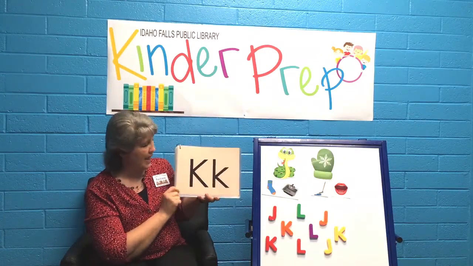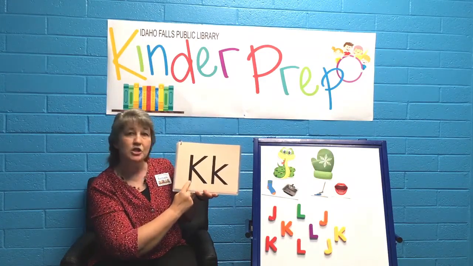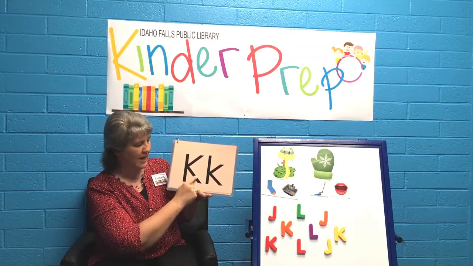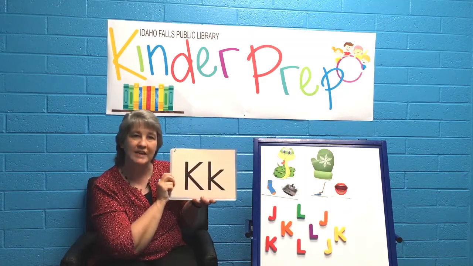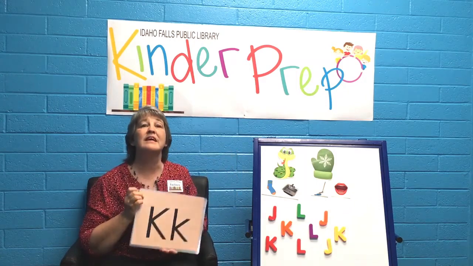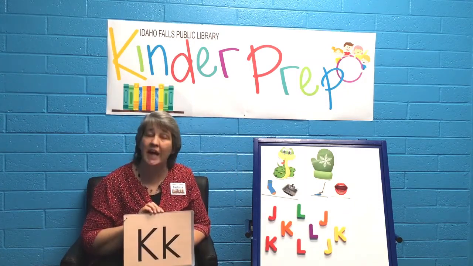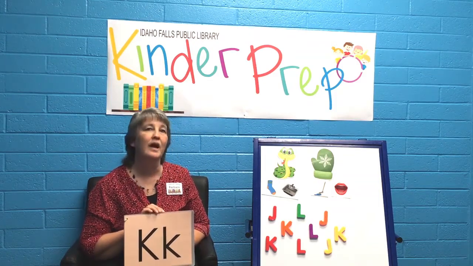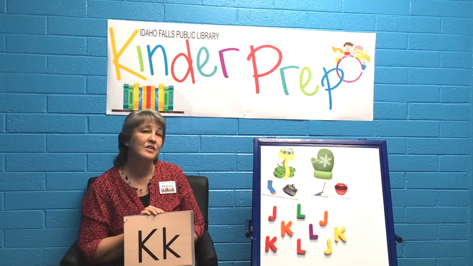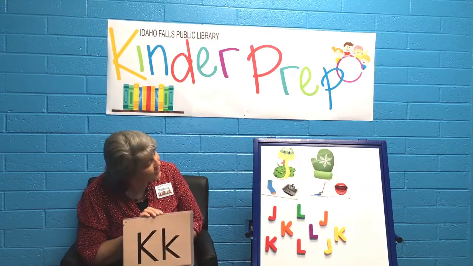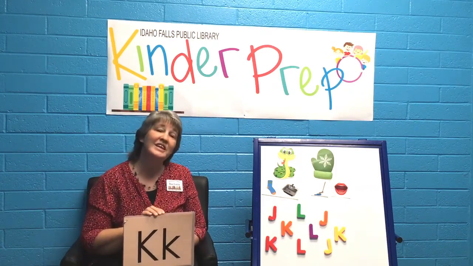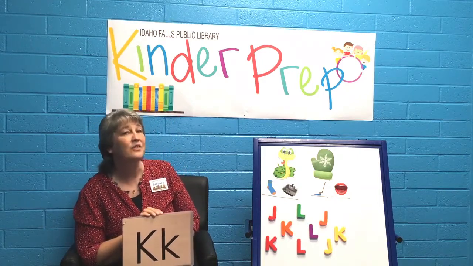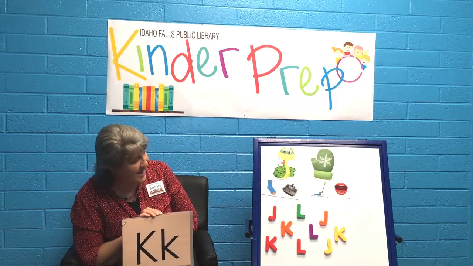The capital K is a big stick down. You jump to the top, you do a diagonal stick to the middle, diagonal stick down. That's the capital K. And the sound is K, like in kite, kitten, ketchup. Let's go on our letter hunt. We're looking for a K.